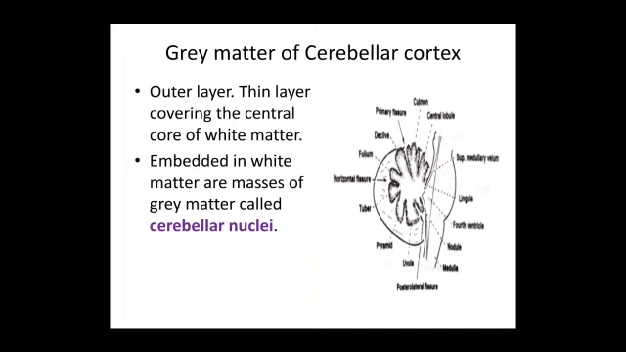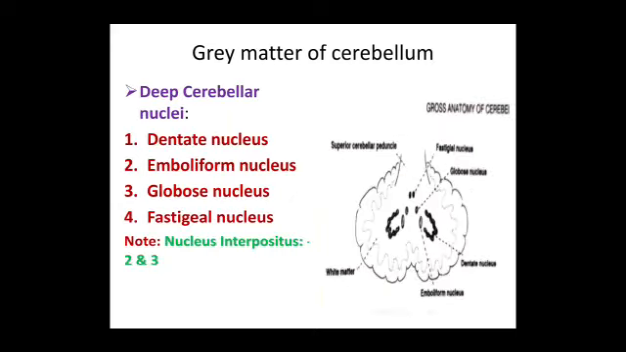The cortex is the outer, thin layer covering the central core of white matter. Embedded within the white matter are masses of grey matter called cerebellar nuclei. The deep cerebellar nuclei are the dentate nucleus, emboliform nucleus, globose nucleus and fastigial nucleus. Both the emboliform and globose are called the nucleus interpositus.